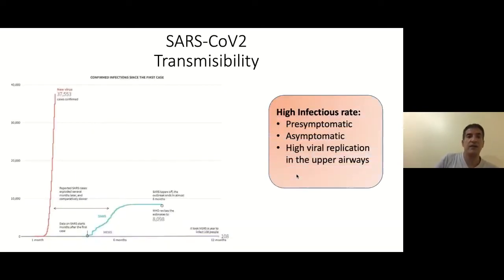So what makes this virus so dangerous? How does it spread this fast? Actually, it all comes down to two things: the pre-symptomatic and asymptomatic spread, and the high viral replication in the upper airways. This is very peculiar for this virus.